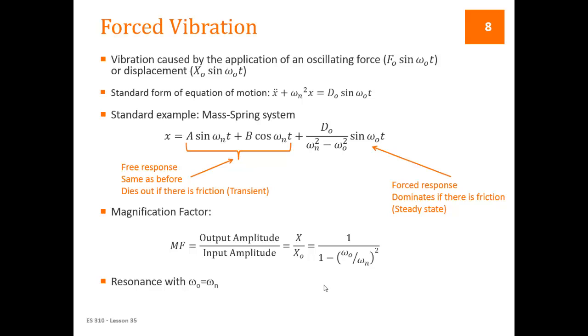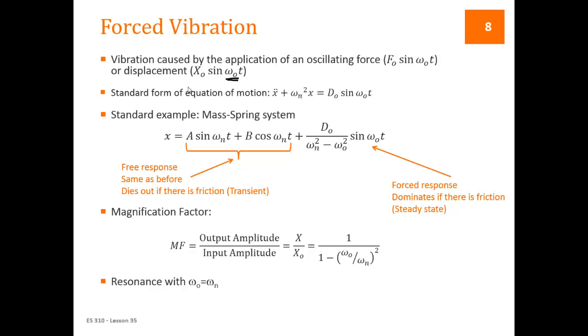So in forced vibration, we've got a vibration that's caused because something is applying an oscillating force or an oscillating displacement. So the oscillating force we're going to call F naught sine omega naught t. The oscillating displacement we're going to call X naught sine omega naught t. This omega naught is our forced vibration frequency, and we're going to use that throughout this.